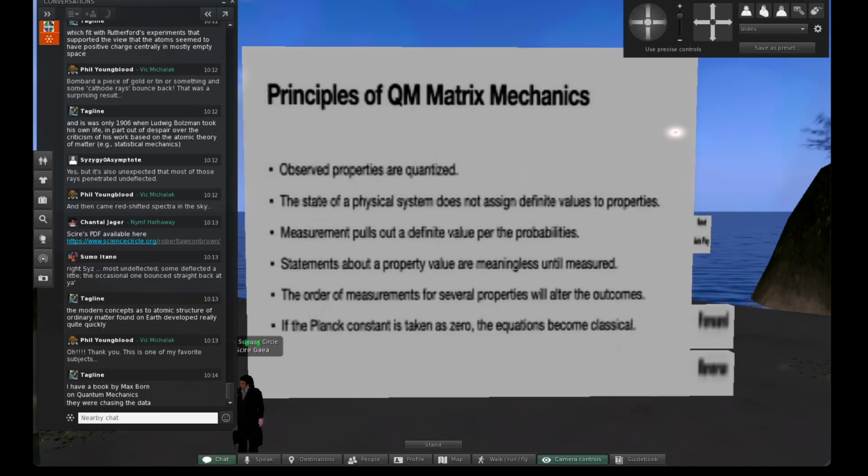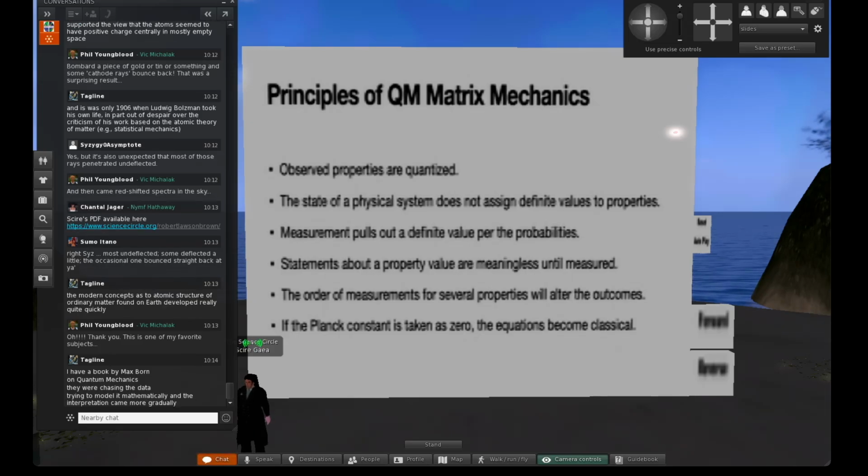So here were the principles of the quantum matrix mechanics. Properties are quantized. The physical state does not assign definite values. Measurement creates a definite value, or rather pulls it out. You really can't make any statements until measurements are done. It's non-commutative. By that we mean the order of measurements for several properties will affect the values that you get. And finally, if the Planck constant is set to zero, the equations degrade gracefully down to their classical equivalents.